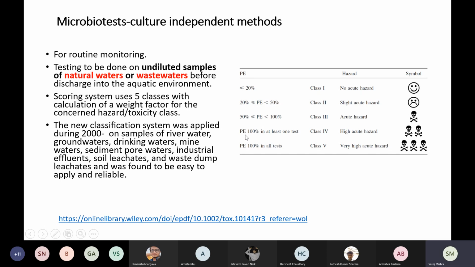And if the percentage effect is 100% in at least one test, because we are going to perform several tests, you will have a test on microalgae, a test on Daphnia, a test on the fish, from all trophic levels. If the response is 100% in even one of those tests, then you say class 4. But if there is 100% response in all tests, then it is classified as class 5. It is called a very high acute hazard, and it is labeled by this. So this is a standard way of classifying.